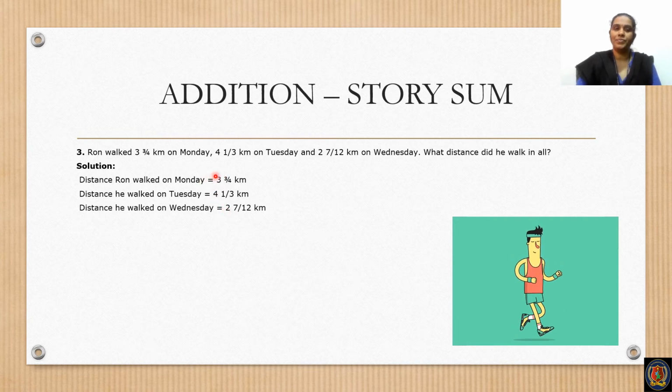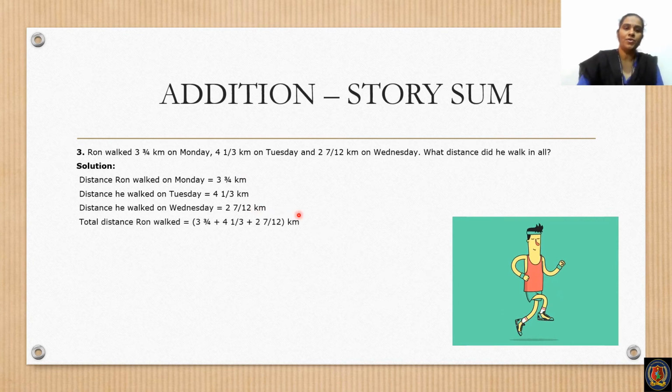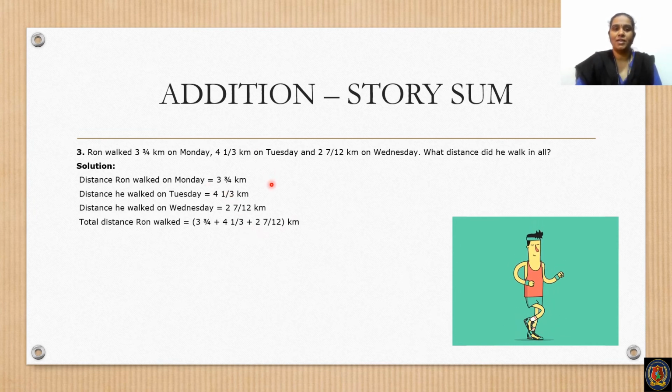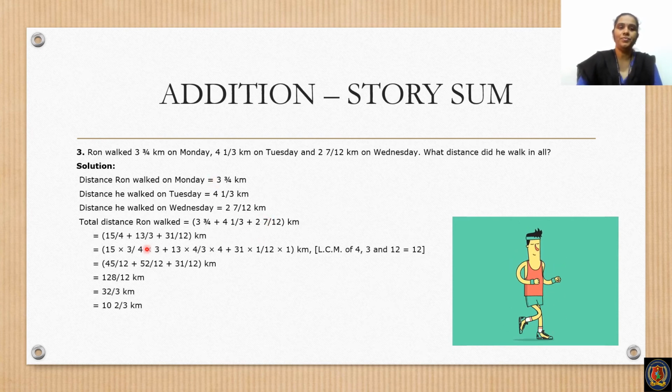We can add the whole numbers of the mixed numbers, and we can add separately the 3 by 4, 1 by 3 and 7 by 12. We can do either way. Now I am going to add by converting them into improper fractions. So total distance is the sum of all these distances. When I convert 3 3 by 4, I get 15 by 4. 4 1 by 3 is 13 by 3 and 2 7 by 12 is 31 by 12.